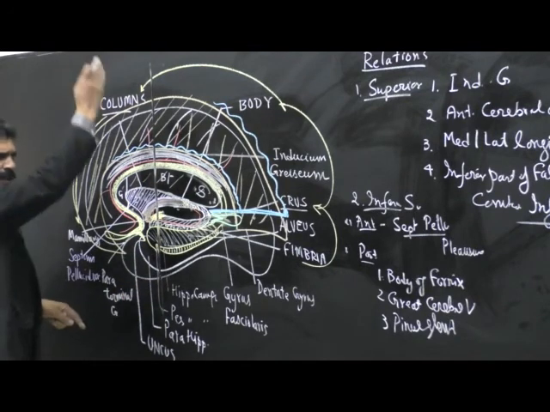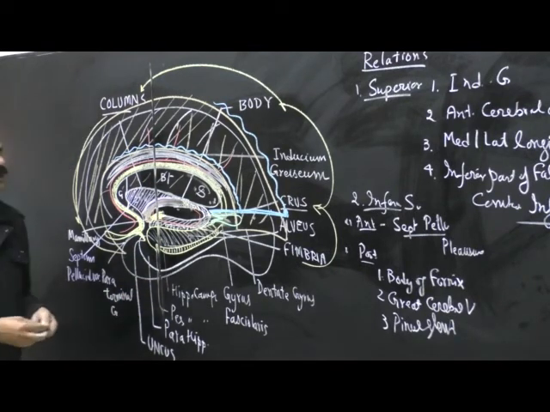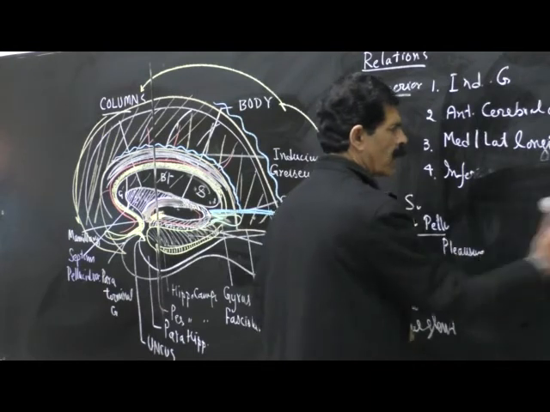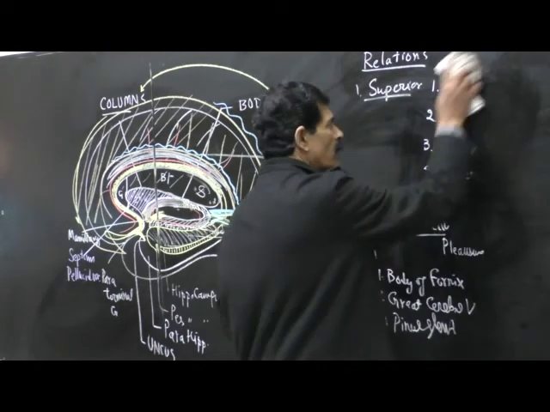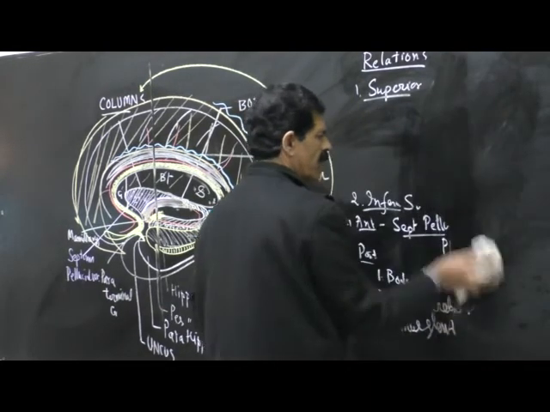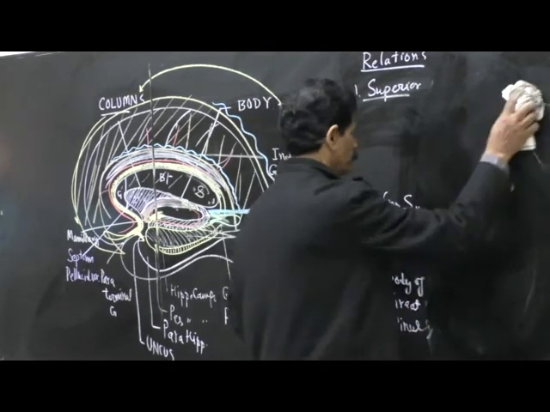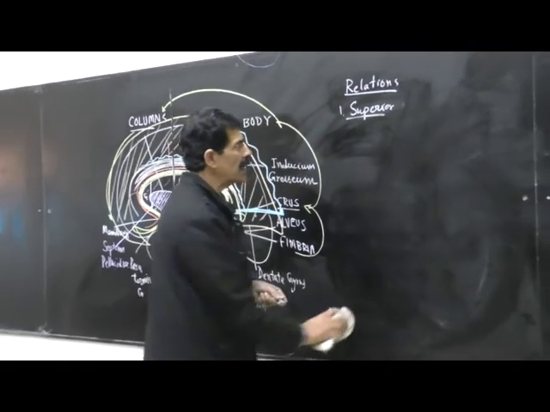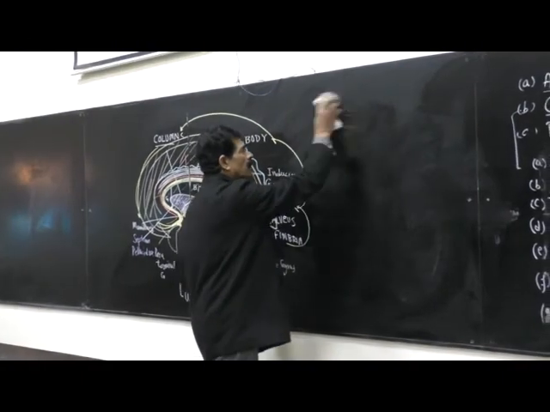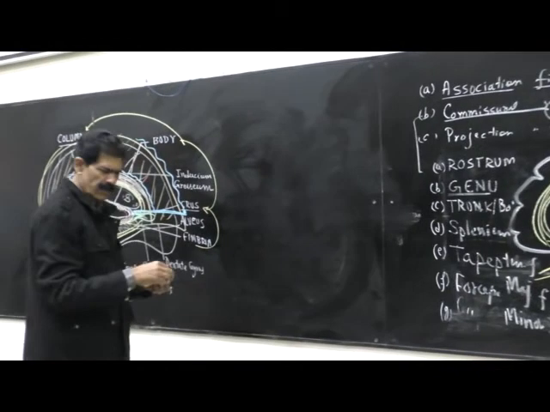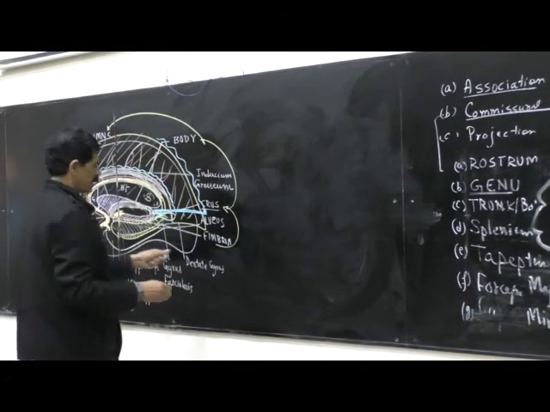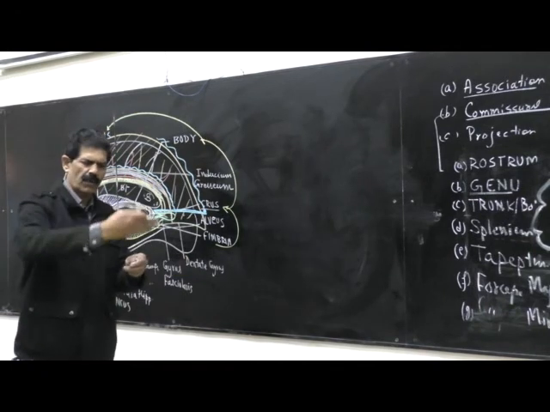So when you cut the coronal section of the cerebrum, how does it look? That is called the coronal section of the cerebrum and the corpus callosum. When you cut the coronal section, the superior and inferior relations are very, very clear. So whenever we do the coronal section, what do we do? We cut like this. The cerebral hemisphere is cut in the coronal section.